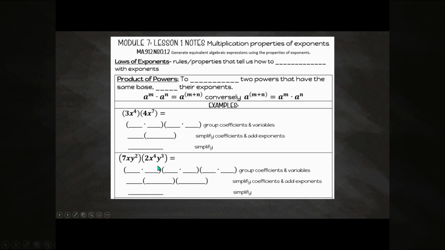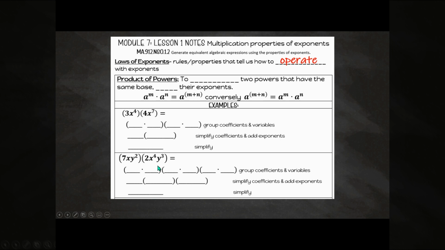All right, Module 7, Lesson 1. This is multiplication properties of exponents. This is benchmark NSO 1.2. So we're going to generate equivalent algebraic expressions using properties of exponents. And laws of exponents are the rules or properties that tell us how to operate with exponents.